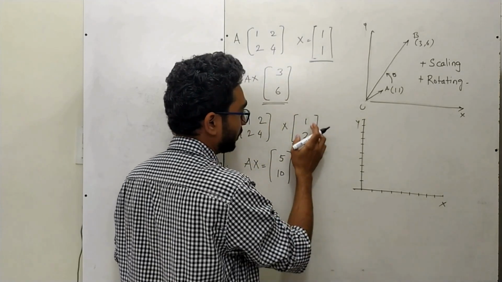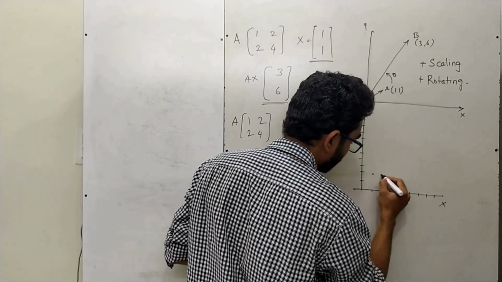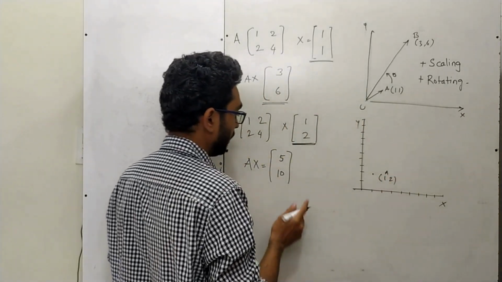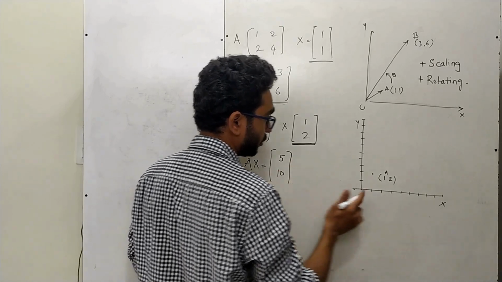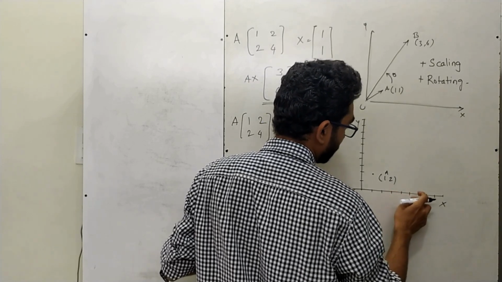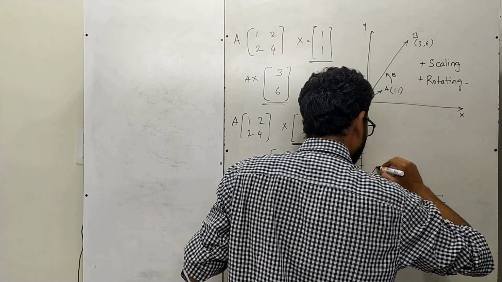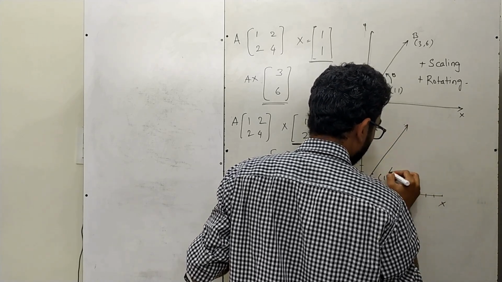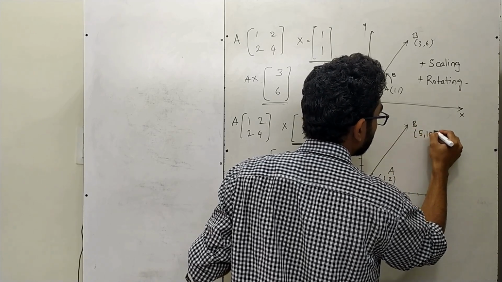If I plot this point 1 comma 2, it will be here, say point A. And if I draw a position vector for the point 5 comma 10, counting 1, 2, 3, 4, 5 comma 10, it will be somewhere here, say point B, 5 comma 10.